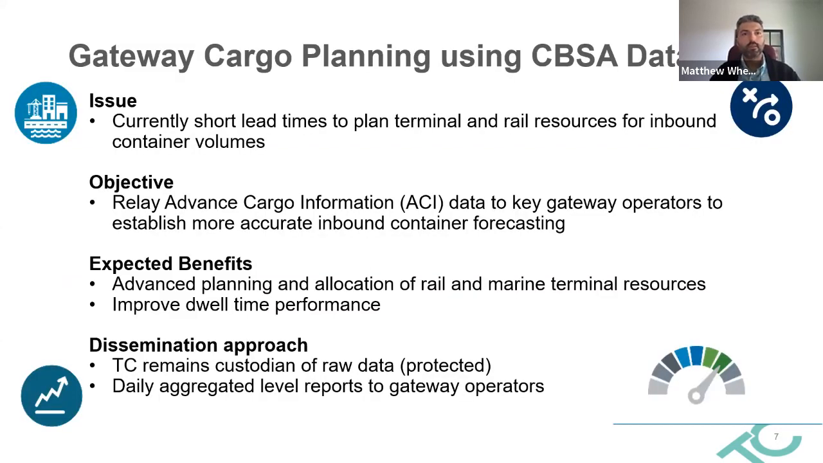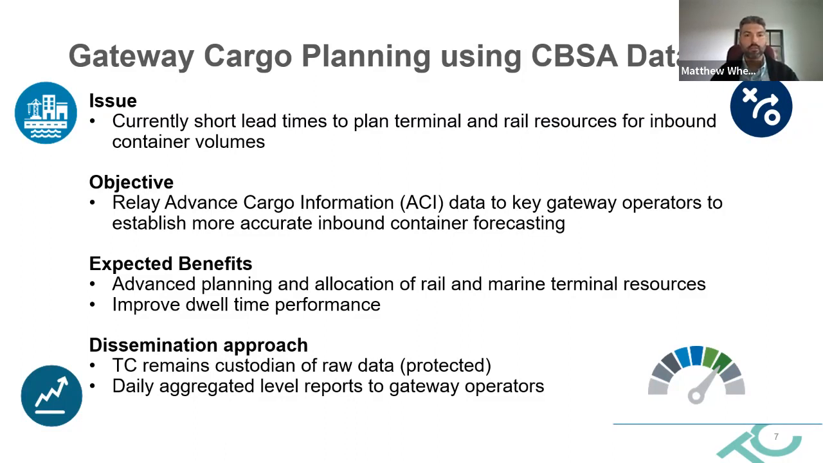First project we're looking at is what we call gateway planning using CBSA data or the Canadian Border Security Agency. There was a challenge where we were seeing short lead times to plan terminal rail resources for inbound container volumes. So this is looking at the container supply chains. The objective was we wanted to relay advanced cargo information to key gateway operators, specifically the railways and the ports. So they had a better understanding of how many containers are coming in through the port, so a better container forecast. Expected benefits were to have this advanced planning and a better allocation of rail and marine terminal resources, and improve key performance metrics, including on-dock dwell time.